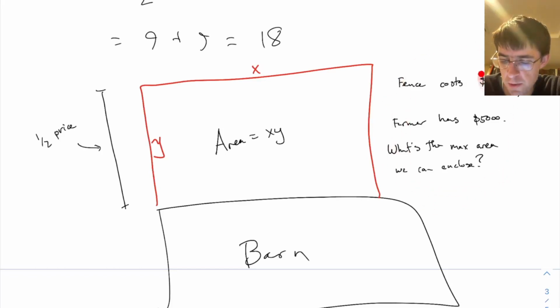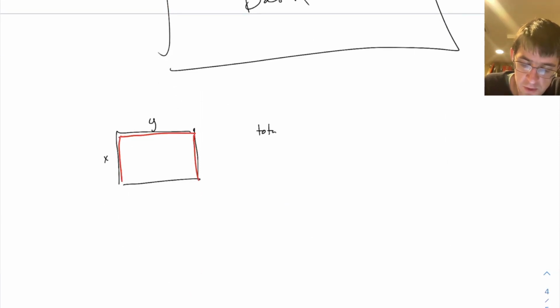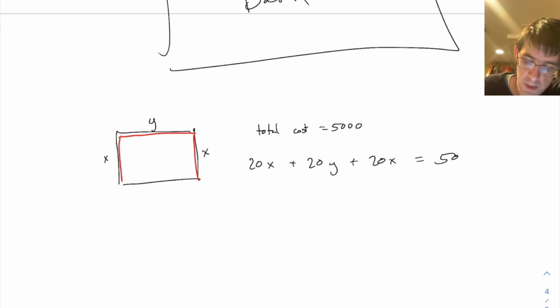The fencing costs $20 per foot, and we have $5,000 to work with. So I'm going to make another equation here, which is that the total cost is going to equal $5,000. And what is the total cost? Well, the fencing that I have to build is x and y and another length of x. So I have two lengths of x plus one length of y. And it said each one costs $20 per foot. So I'm going to say it's basically like 20x plus 20y plus 20x again adds up to 5,000. But the x on the left is half price, which means that one is only going to be 10.